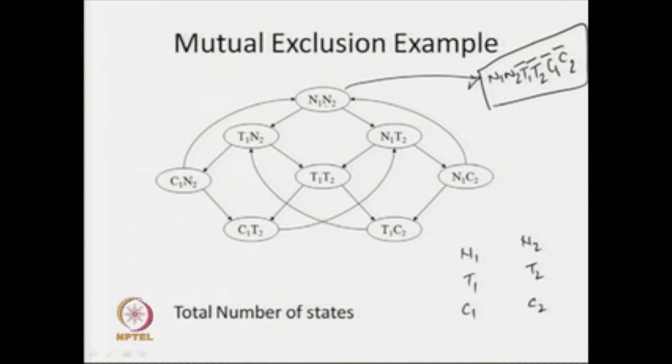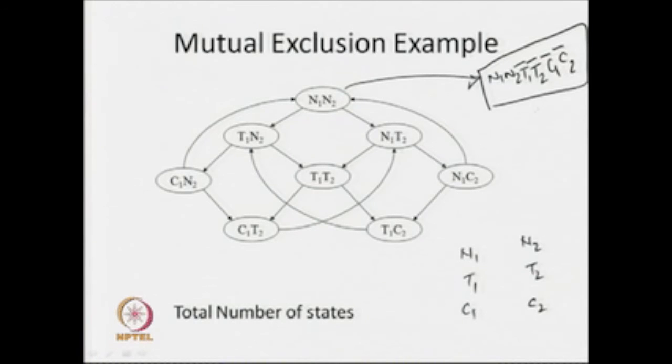In this case, N1 and N2 are true, that means both processes are in the non-critical section. Similarly, T1 is false and T2 is false, they are not trying to enter into the critical section, and C1 and C2 are also false, they are not in the critical section. Like that, for all those states, we can have the behavior of the other variables. Now, we have a total of 6 control variables. If we have 6 control variables, what will be the possible combinations of these control variables?